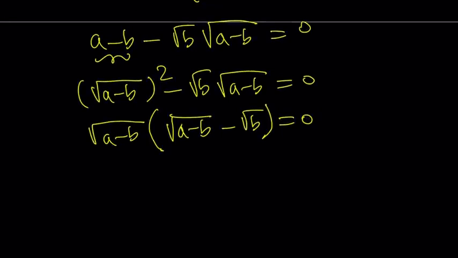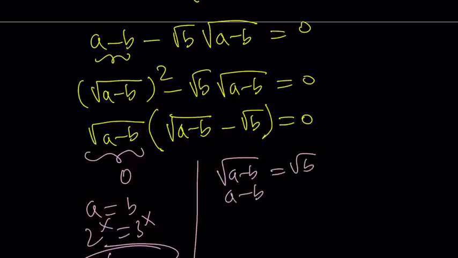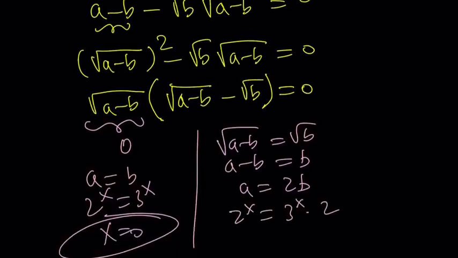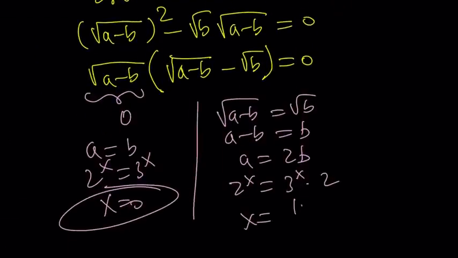And from here, by using the zero product property, such a weird name, we can set each factor equal to 0. From here, we get a equals b. As before, 2 to the x equals 3 to the x, and x equals 0. Or we can get square root of a minus b equals the square root of b. And from here, a minus b equals b, and a equals 2b or not 2b. And we get 2 to the x equals 3 to the x times 2. And then as before, we proceed and we get the same answer, which was, let's just go ahead and copy that, ln 2 over ln 2 minus ln 3.